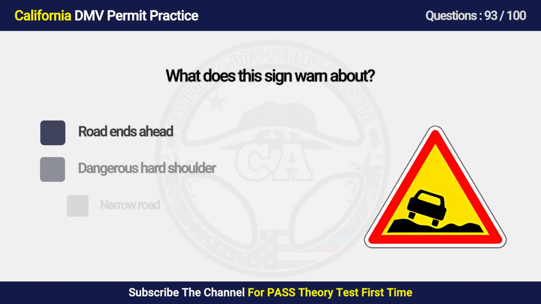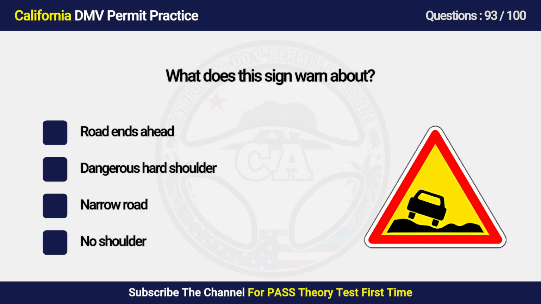Question 93. What does this sign warn about? A. Road ends ahead. B. Dangerous hard shoulder. C. Narrow road. D. No shoulder.